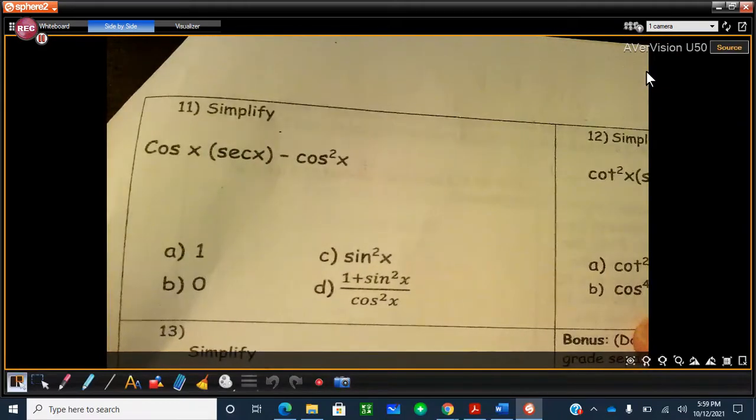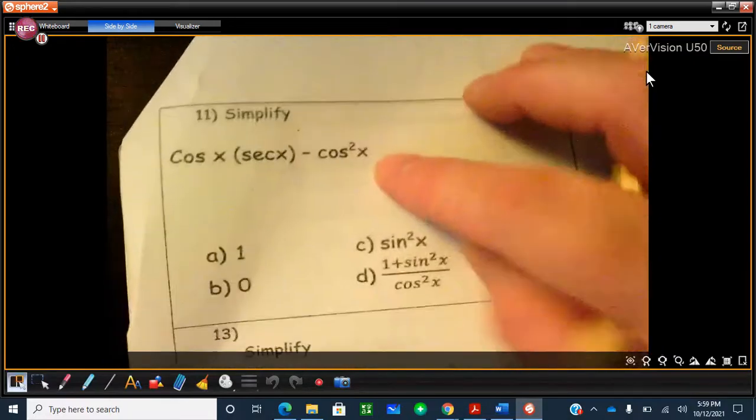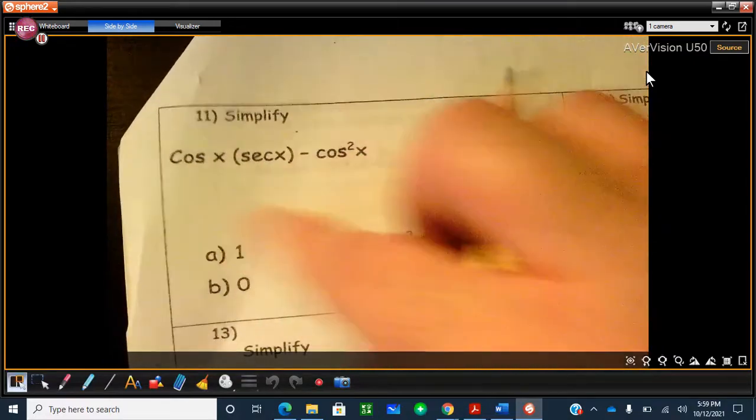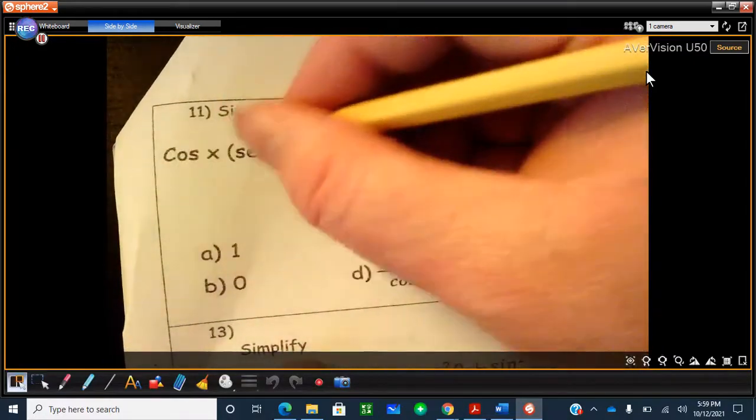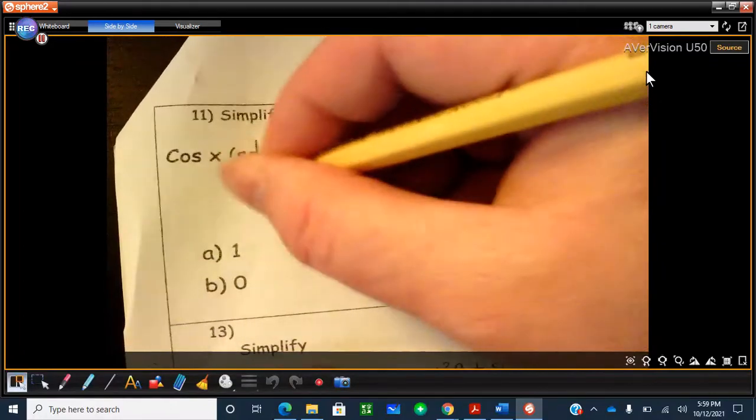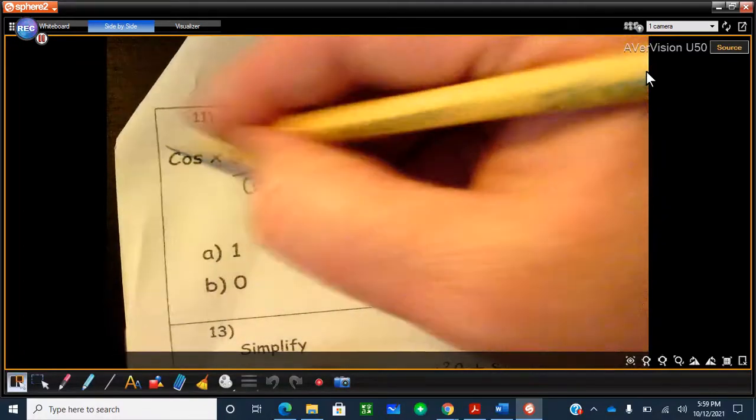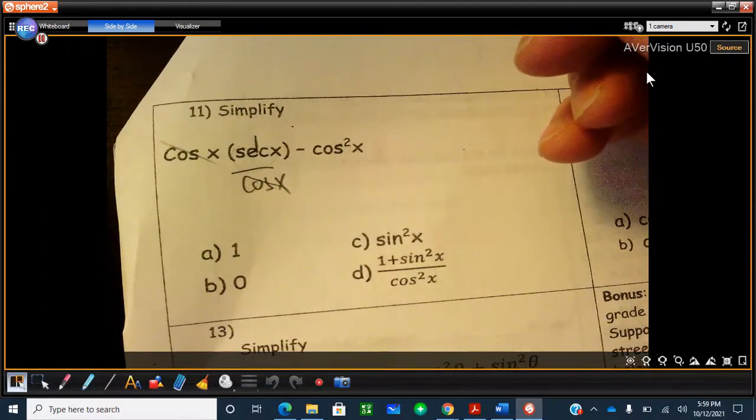Alright, not too many left to go. Alright, number 11. Alright, cool. I don't have any denominators, so let me look at this. This is 1 over cosine of x, right? So that means whoop, shoop. That cancels, right?